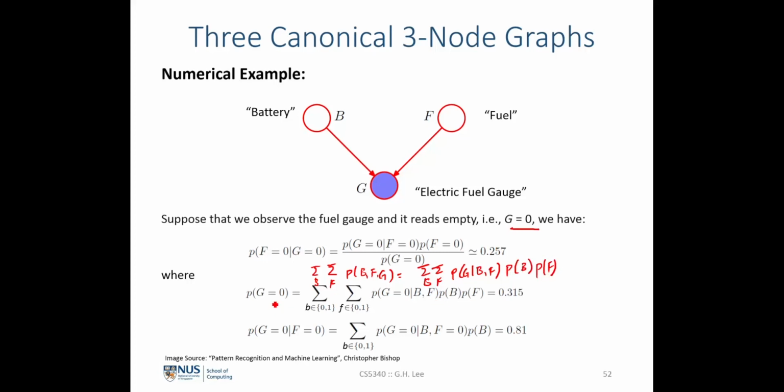And since we are interested in computing the probability of G equals 0, we can rewrite this into this form over here: sum over B, sum over F, of the probability of G equals 0 given B and F, times the probability of B, times the probability of F. So what this means is that we have to compute the sum over all the combinations of B and F, where B and F take the states 0 and 1 respectively. And this means that we have to do the sum over 4 different times when B and F equal 0,0; 0,1; 1,0; and 1,1. We can evaluate this sum into 4 different summation terms over here.